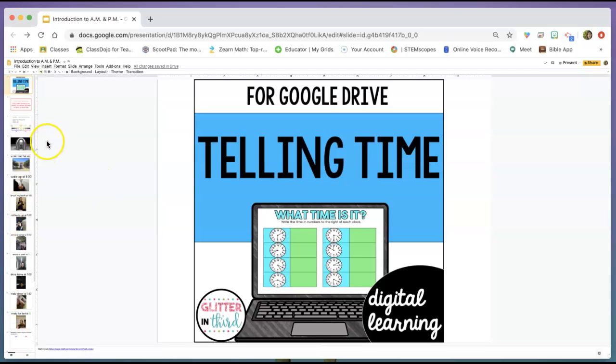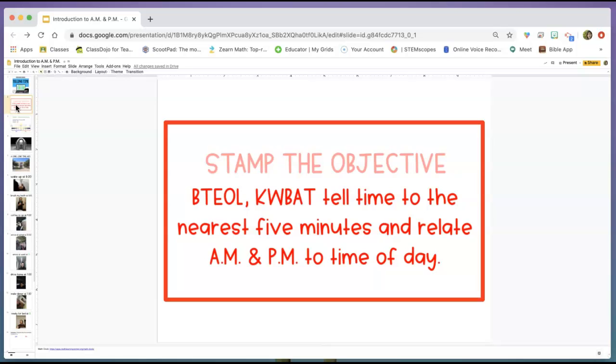So first, let's stamp the objective. By the end of the lesson, Kipsters will be able to tell time to the nearest 5 minutes and relate AM and PM to the time of day. Now, yesterday we really focused on telling time to the nearest 5 minutes. Today, we are going to be focusing on relating AM and PM to the time of day.